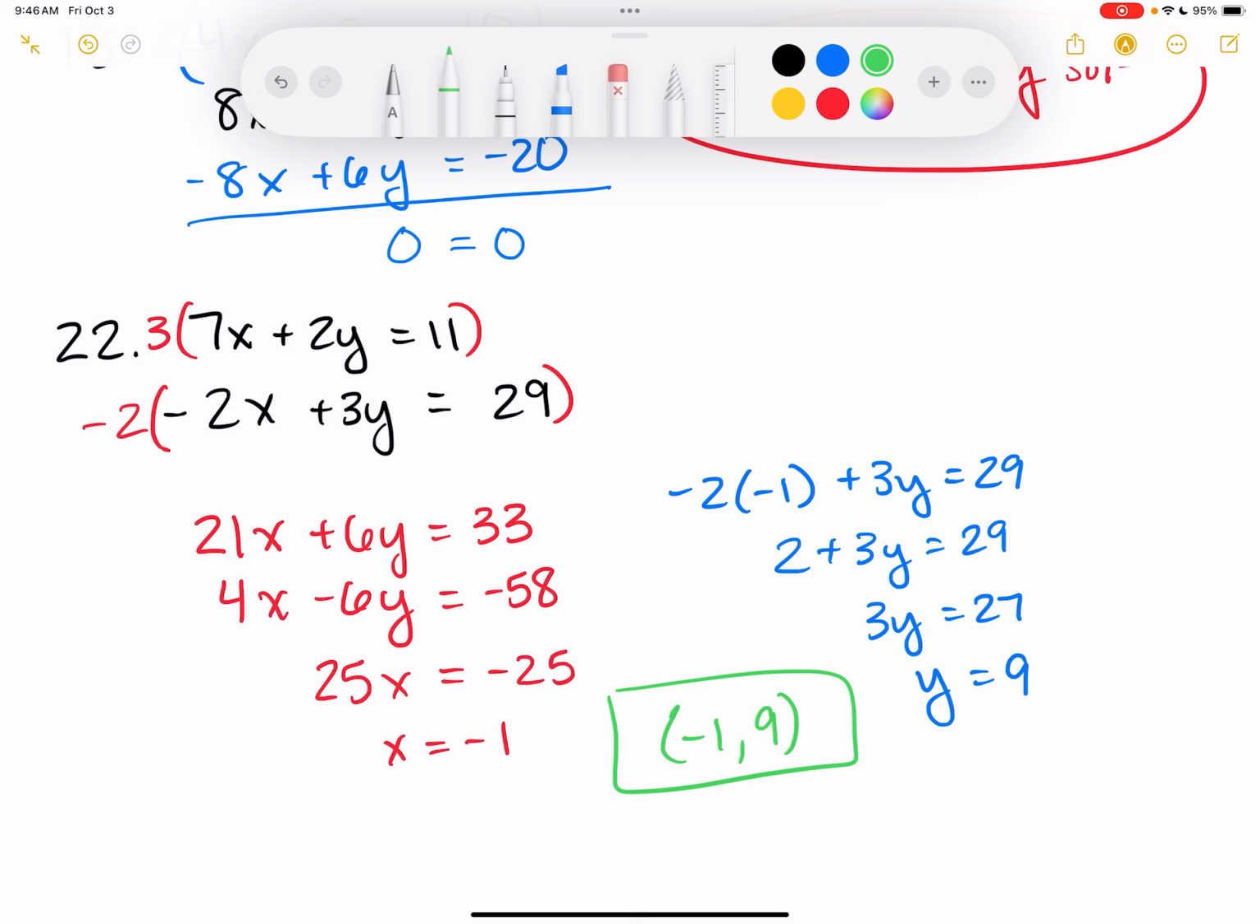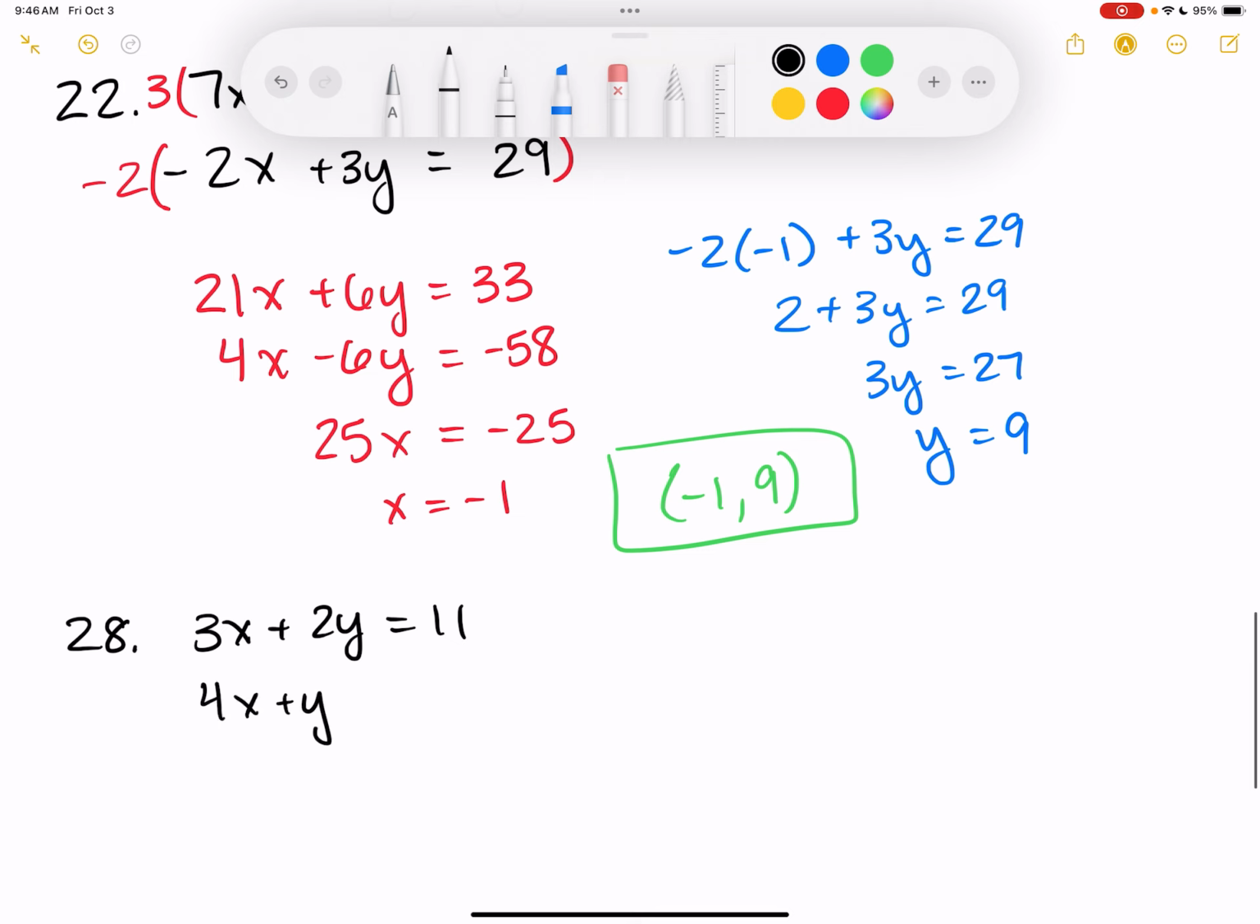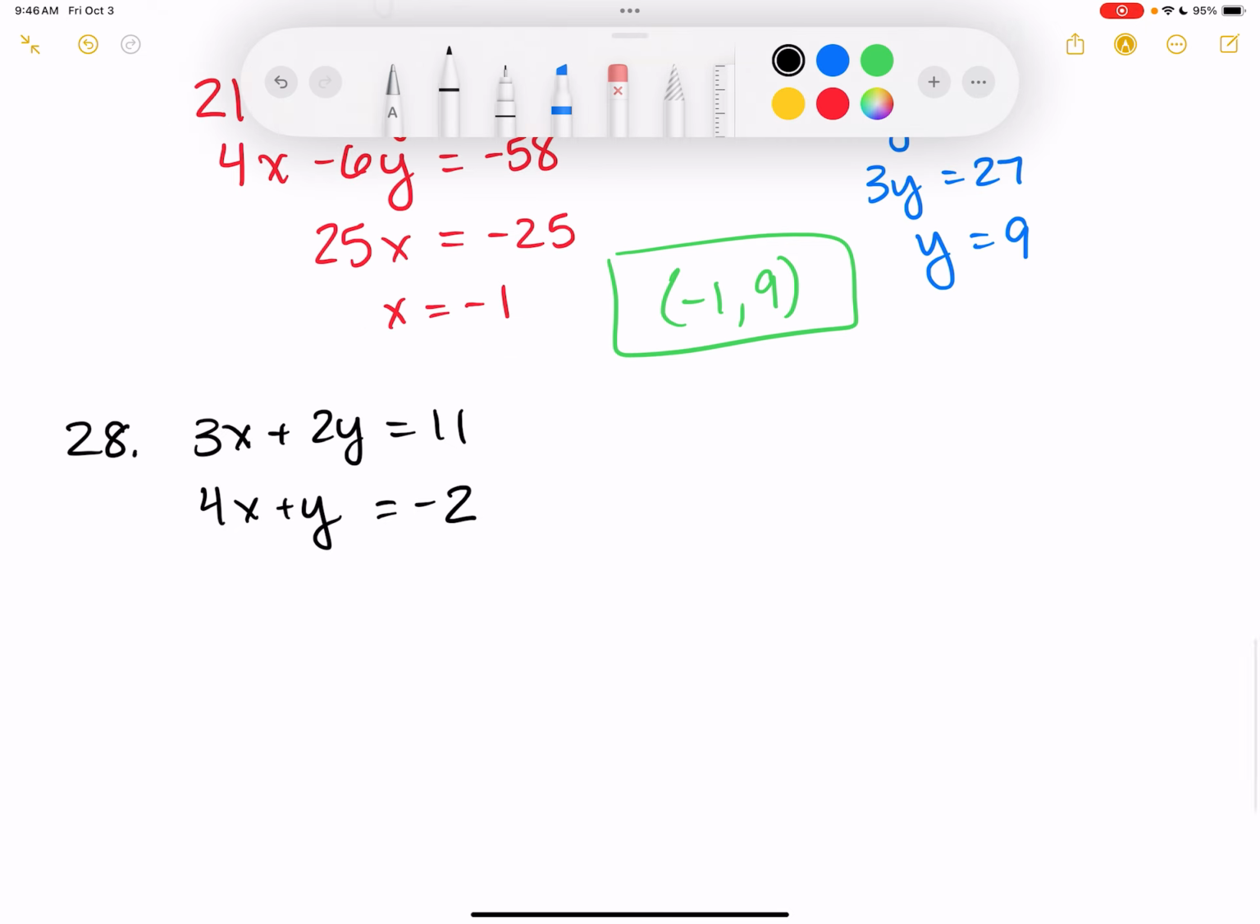The next set of them says that we can choose our method. So I'll let y'all decide which method we're going to use when we do each problem. 28. 3x plus 2y equals 11, and 4x plus y equals negative 2. So do you want to use substitution or elimination? Basically, first method or second method?